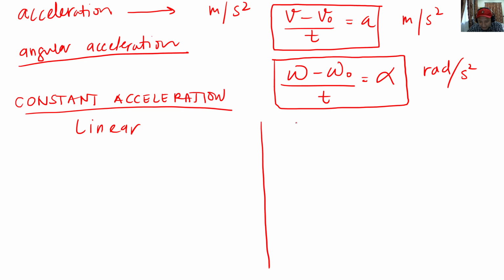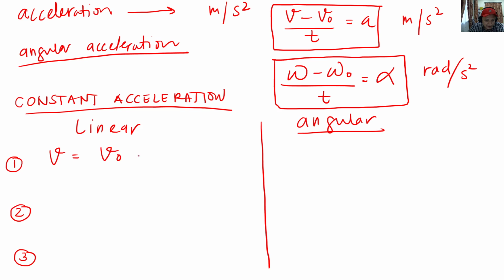Now you have angular. For linear motion we have three formulas, right? Formula 1, Formula 2, Formula 3. V is equal to V naught plus AT. This is for linear. Angular, just convert. Omega is equal to omega naught plus alpha T. Same thing.